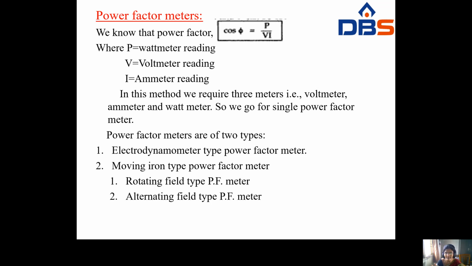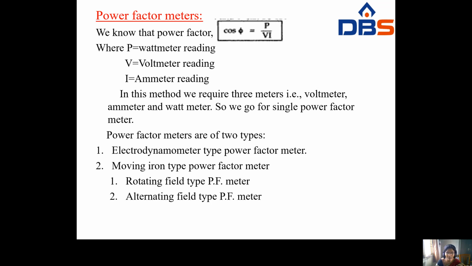We need three meters at a time: voltmeter, ammeter, wattmeter. Using the voltmeter we find the voltage value, using the ammeter we find the current value, and using the wattmeter we find the power value. Then these values are substituted in this formula, and only then can you get the power factor. So you need three meters. To avoid that, the power factor value is measured with a single meter, which is nothing but the power factor meter.